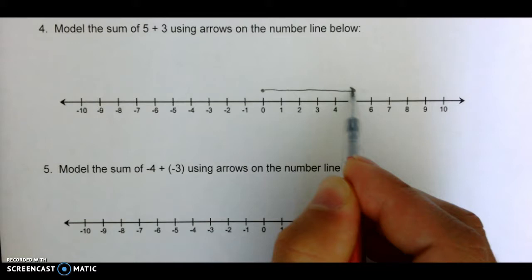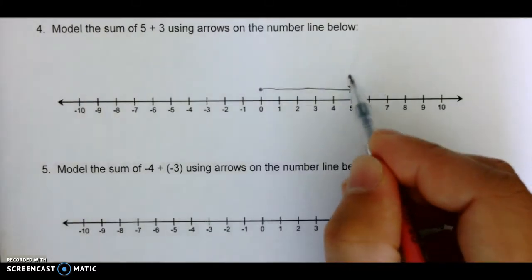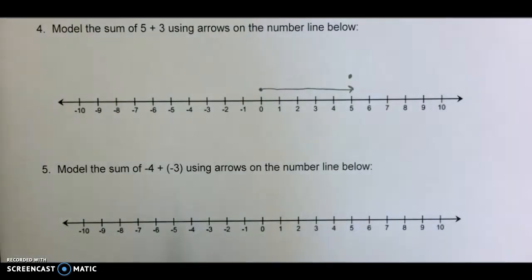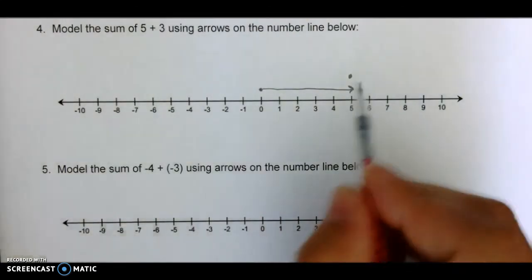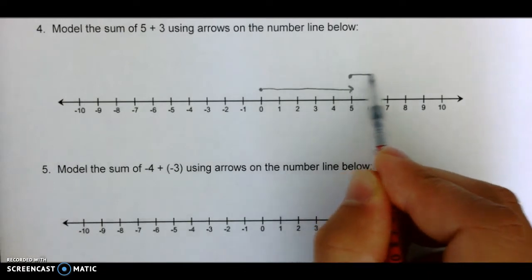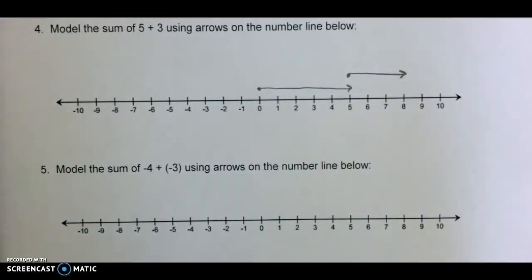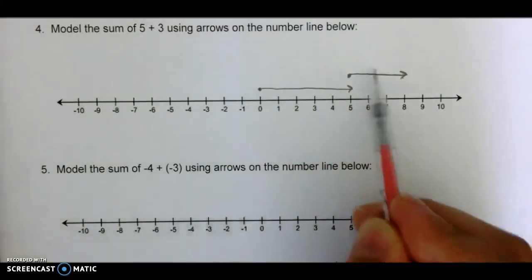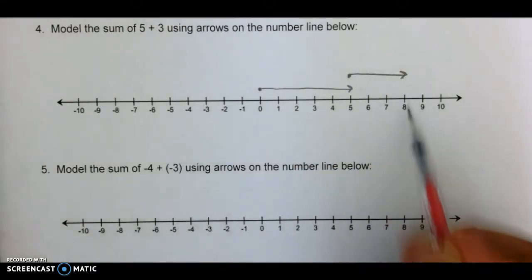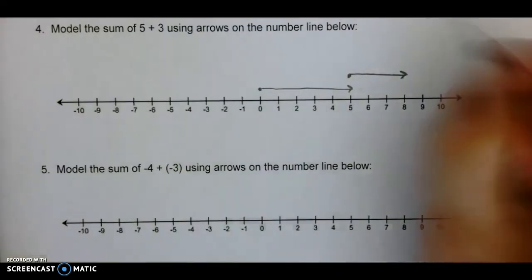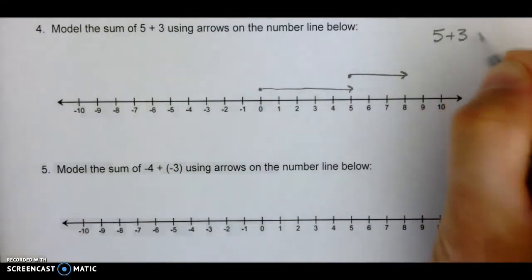Now we're at 5, so our second arrow is going to start at 5. And from 5, we're going to be adding a positive 3, which means we're going to go 3 more units to the right. And so if I go 3 more units to the right, there's my arrow showing a positive 3. And 5 plus 3 gets me to an answer here of 8. So 5 plus 3 equals 8.